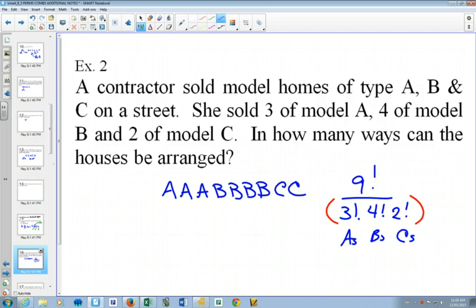For this one, the 9 factorial is too big. About the biggest was 10 factorial over 4 factorial, 6 factorial that we did before. That would be about the biggest you'd have to do without your calculator. But the majority of the questions in this unit are on the calculator part.